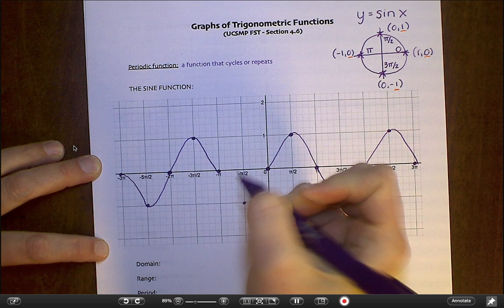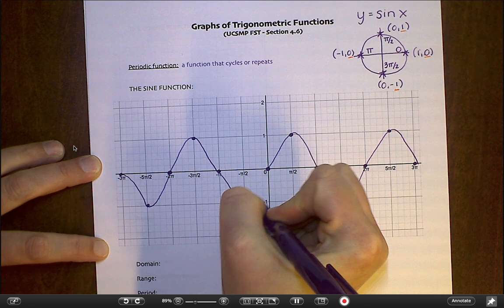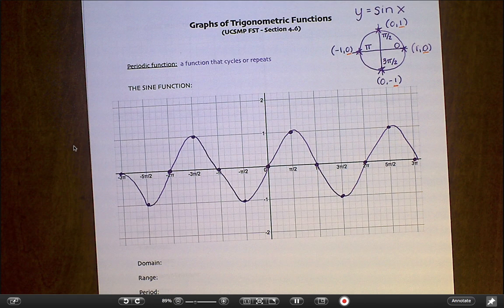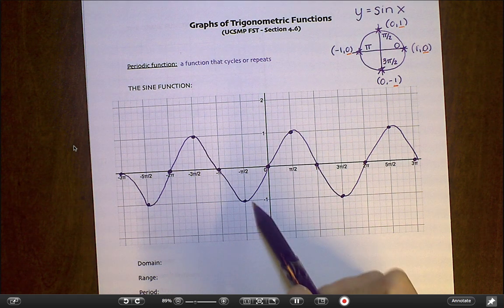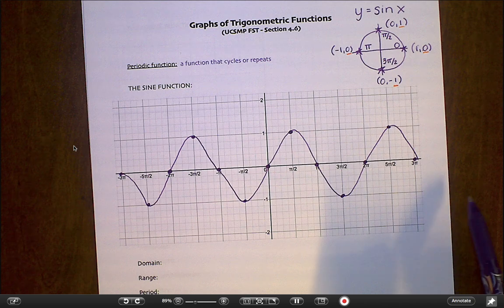Now, you do want to be careful, and I try not to get too nitpicky about this, but these should not be like straight lines with pointy edges, okay? This is supposed to be kind of a smooth curve.